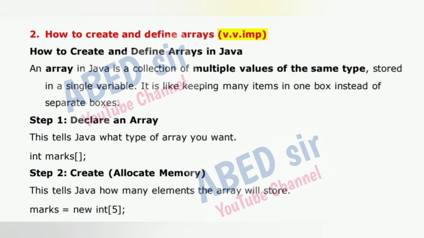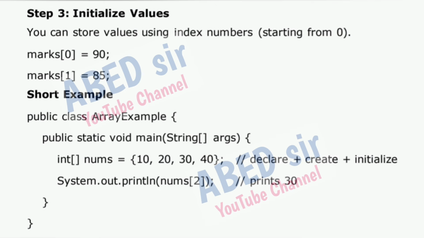Step 1. Declare an array. This tells Java what type of array you want: int[] marks. Step 2. Create, allocate memory. This tells Java how many elements the array will store: marks = new int[5]. Step 3. Initialize values. You can store values using index numbers, starting from 0. marks[0] = 90. marks[1] = 85.